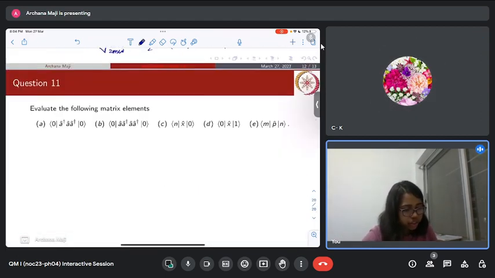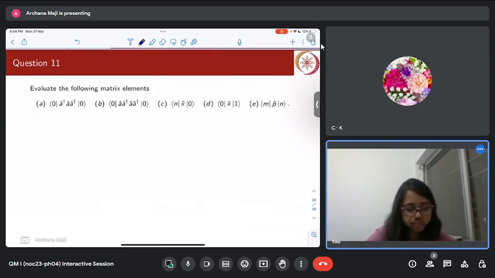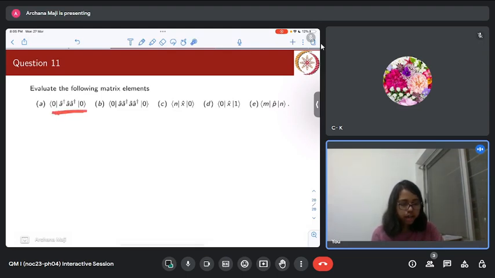This last question I want you to do as homework. You know all the formulas now, so you can just do it to get your hands on it. You can write x in terms of a and a dagger, p in terms of a and a dagger. The trick is that whenever you have an equal number of creation and annihilation operators, only then does this kind of expectation value give a non-zero value, otherwise it gives 0. But you can just do it for your own benefit.